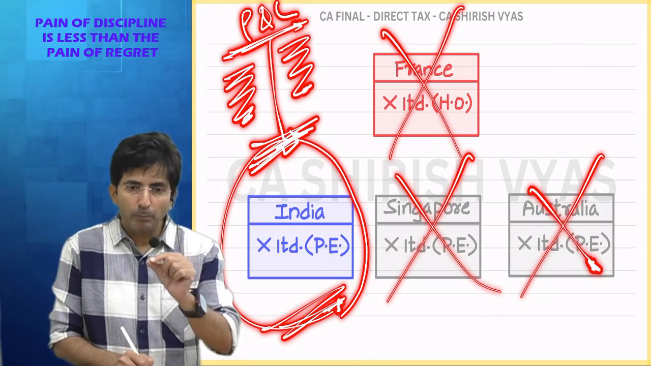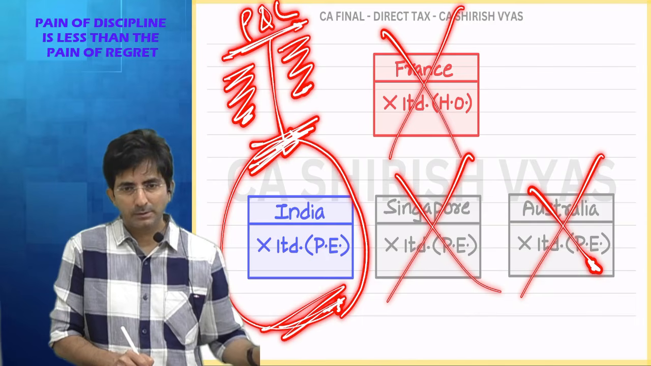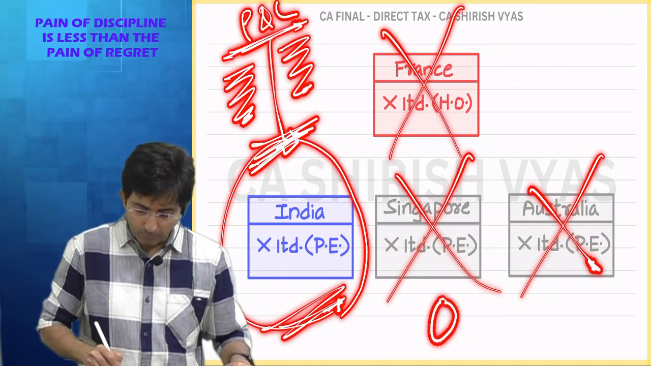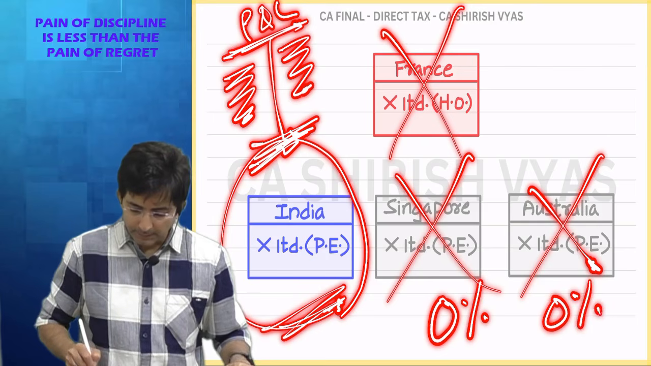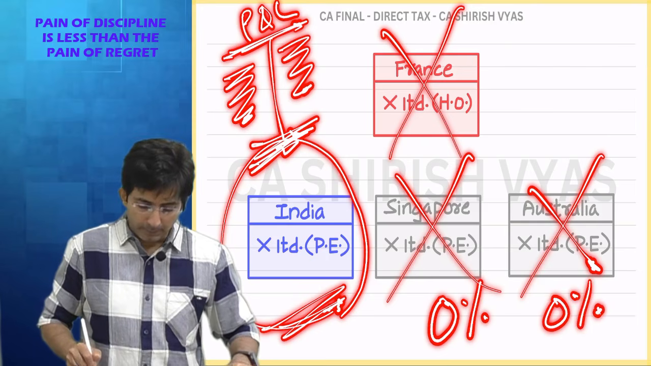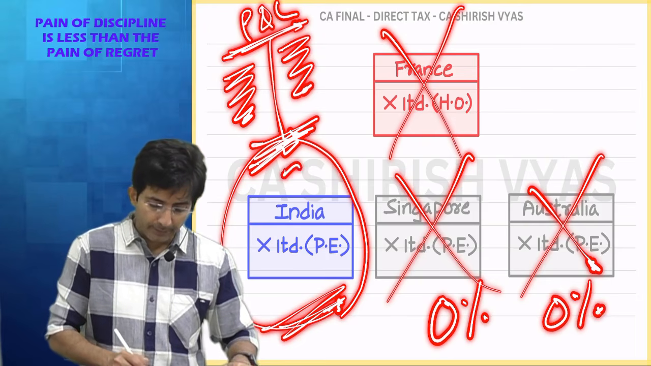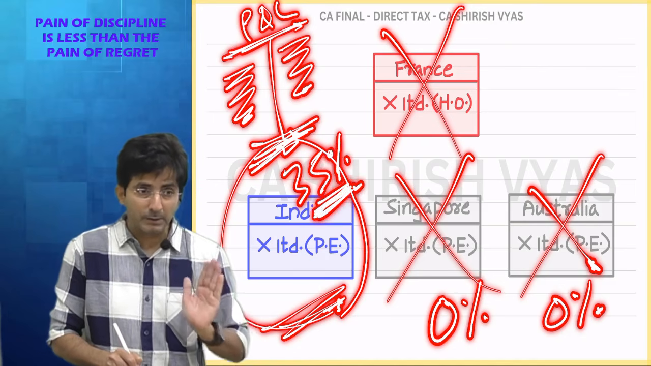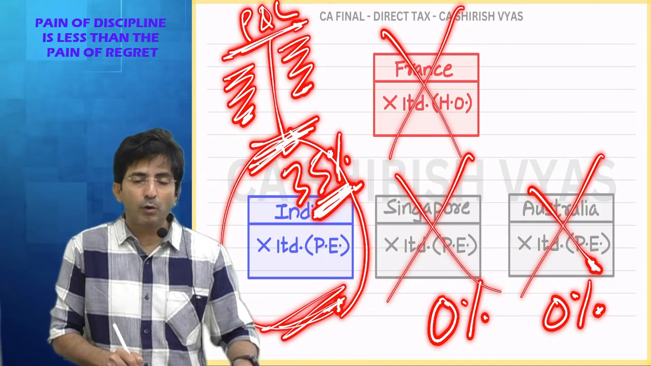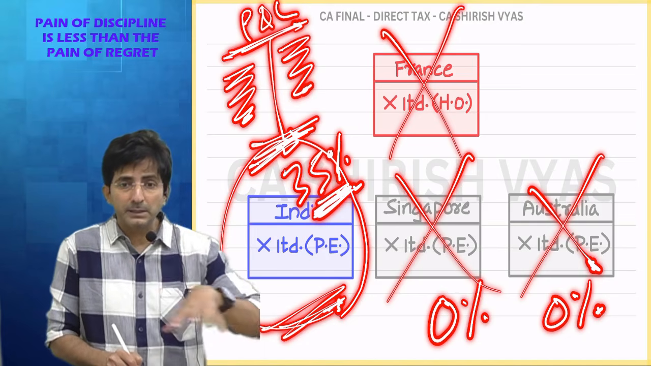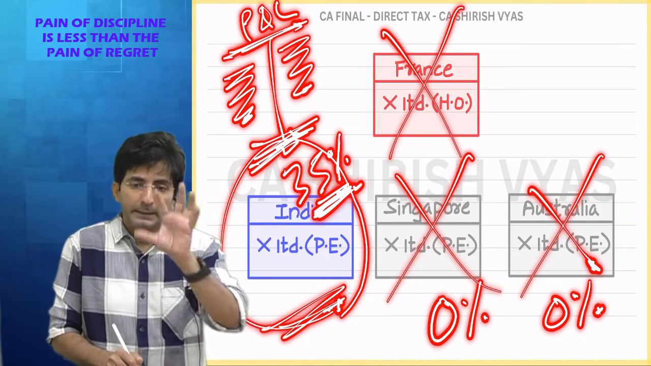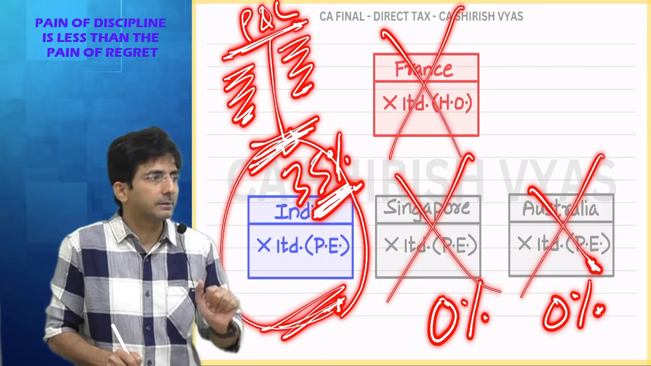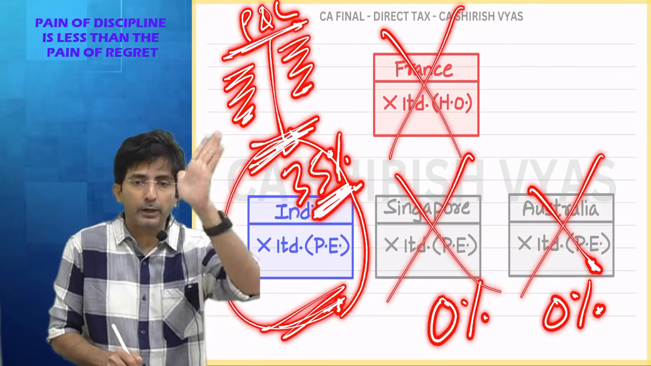But what do these people do? They will allocate more HO expense to the India branch to reduce the tax in India. Let's assume in Singapore tax is 0%, Australia tax is 0%. But in India, foreign companies have to pay 35% tax. Don't you think foreign companies might be finding 35% horrible? So how to reduce the tax? What will they do? All the common expenses which are general administrative expenses, they will allocate more to the Indian branch, so that Indian branch profit reduces. This cheating is generally done by foreign companies.